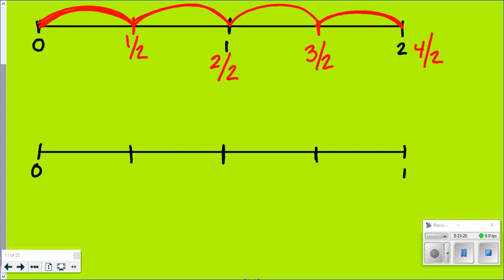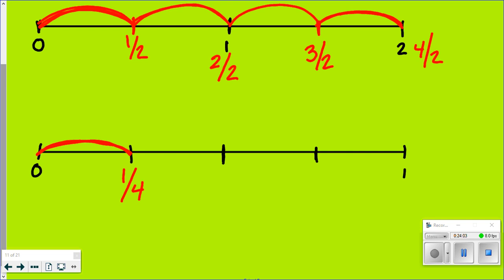Now, do I have those 4 pieces? Yes, I do. I have 1 piece from 0 to 1. This whole piece. How much is that piece worth? Not 0 to 1, sorry. 0 to my first tick mark. 1/4. I did 1 jump, and it takes 4 jumps to get to 1.